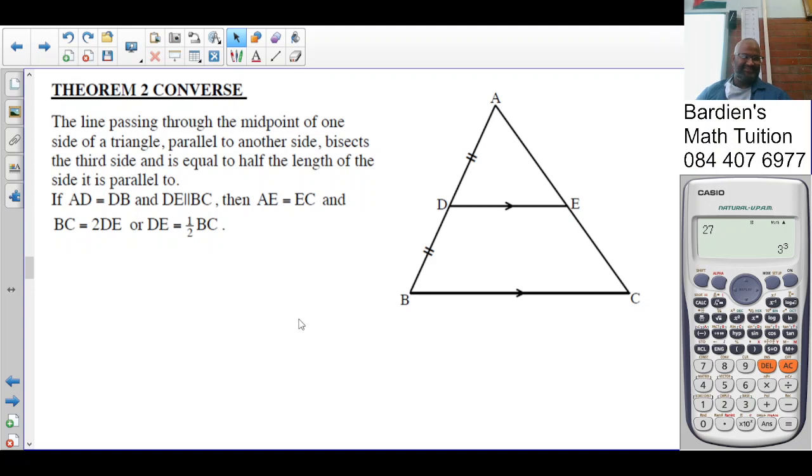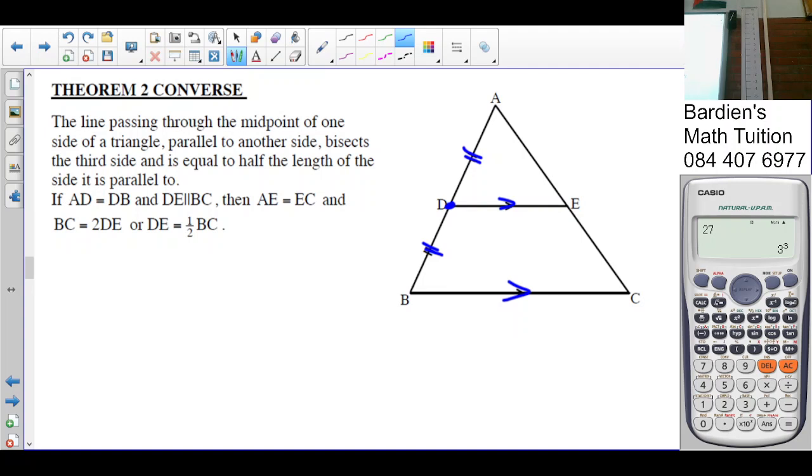People, Theorem 2 is the converse of Theorem 1. Okay. So we are told the line passes through the midpoint of one side of the triangle, parallel to another side, bisects the third side and is equal to half the length of the side it is parallel to.